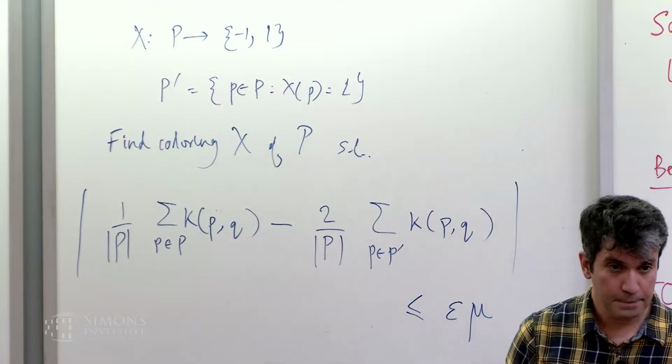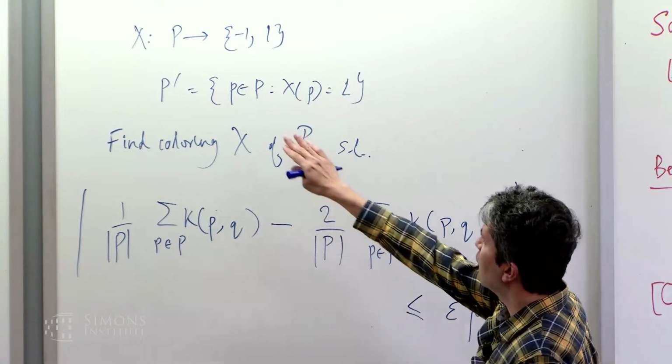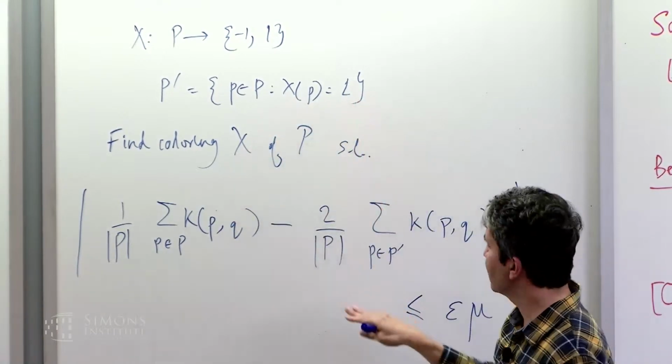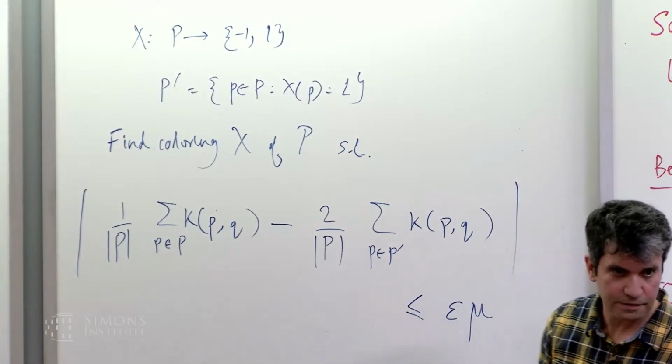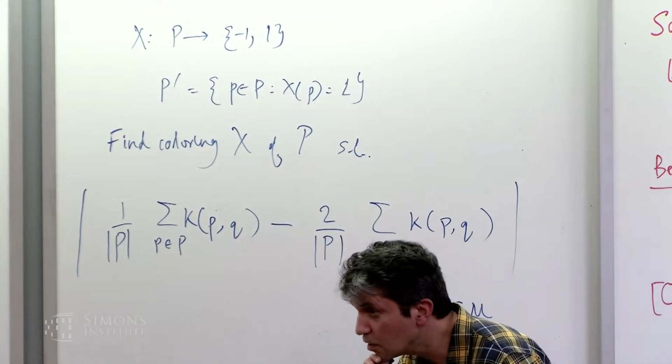Okay. So are you requiring that P prime be emphasized? I'm not. But P prime is going to be, if this was a random coloring, the expected size of P prime will be half. Okay. Yes. You want this for any cube or for a fixed?